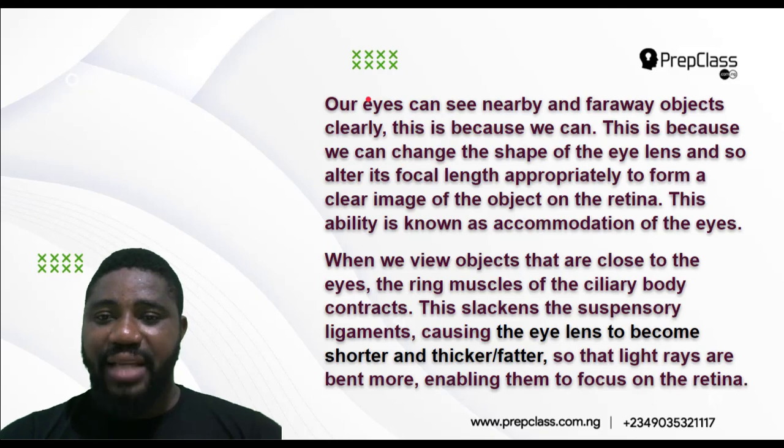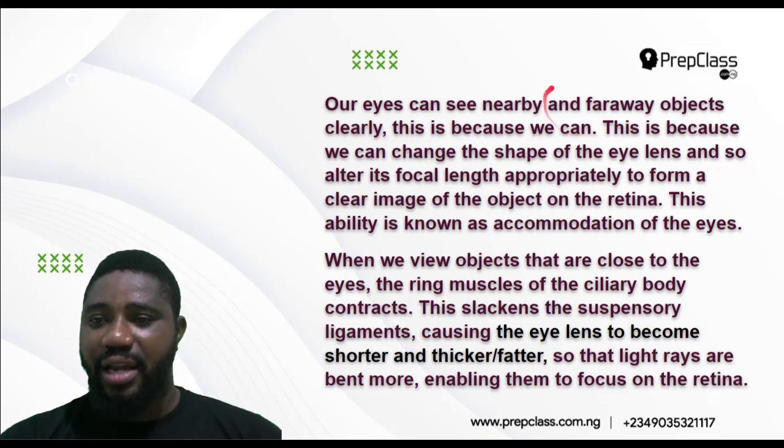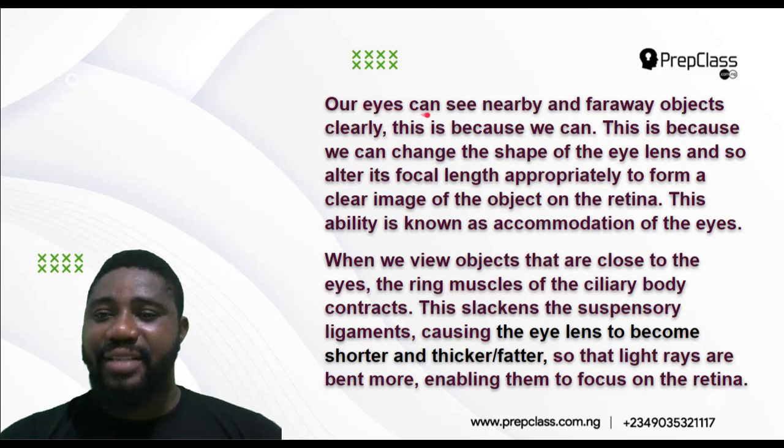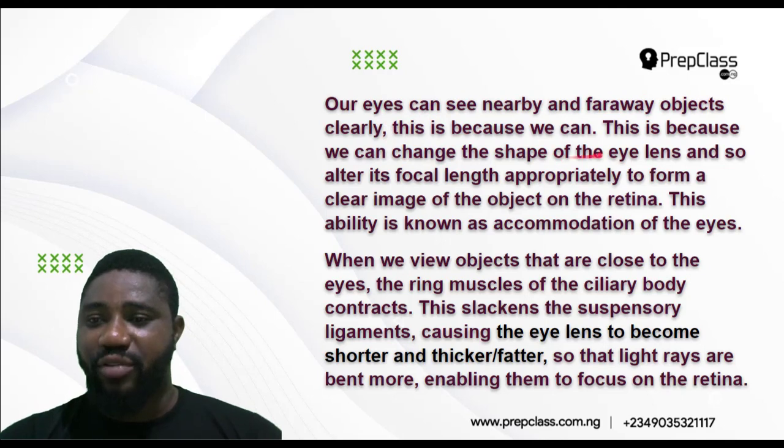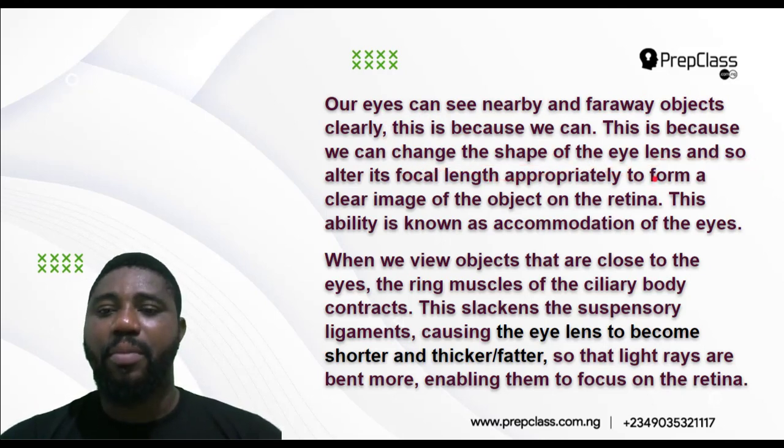Now, our eyes can see nearby and far away objects clearly. This is because we can change the shape of the eye lens and so alter its focal length appropriately to form a clear image of the object on the retina. This ability is known as accommodation of the eyes.